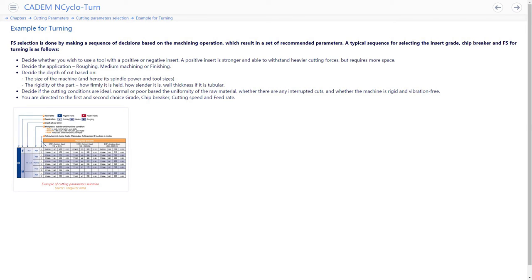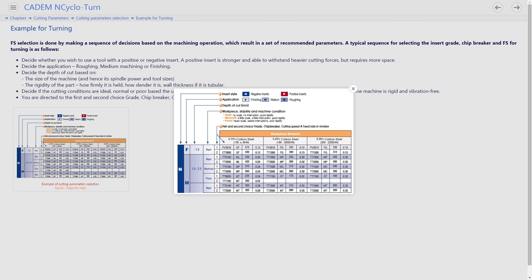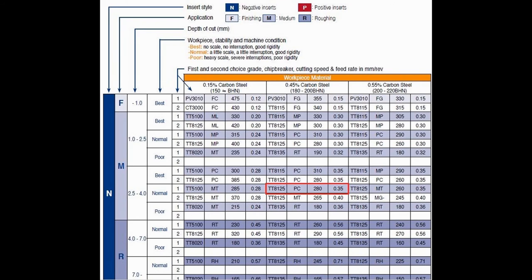Every cutting tool manufacturer has cutting parameters tables in tool catalogs. To decide cutting parameters for an insert, we just refer to the catalog of the manufacturer of the insert. This chart, for example, is from the Taegutec catalog for turning inserts. To understand this explanation, you will need to remember some concepts that were covered in the earlier lecture on cutting tools, like negative and positive inserts and insert grade.